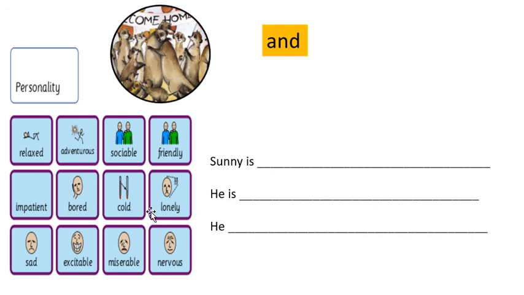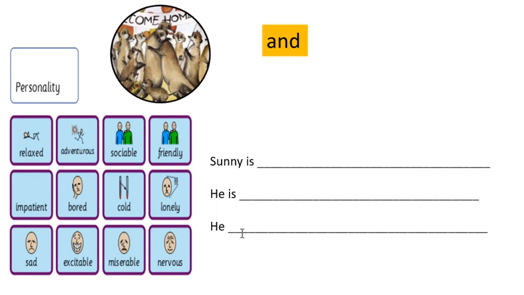And in some places it was very cold, and because it was cold, he felt very lonely. So he does feel cold and lonely in places that are wet and damp. And when he's away from his family, he feels very sad. But he can be excitable. He gets excited very easily. But he gets miserable again when he realizes he hasn't got his family around him, and he can get nervous as well. So all of these words can be used to describe him.